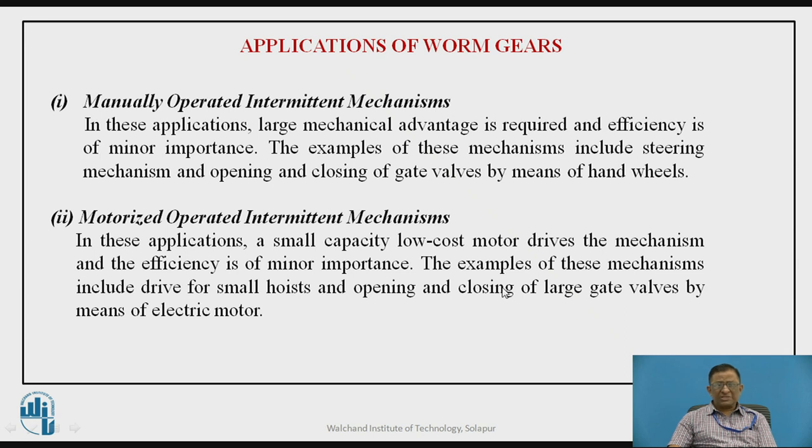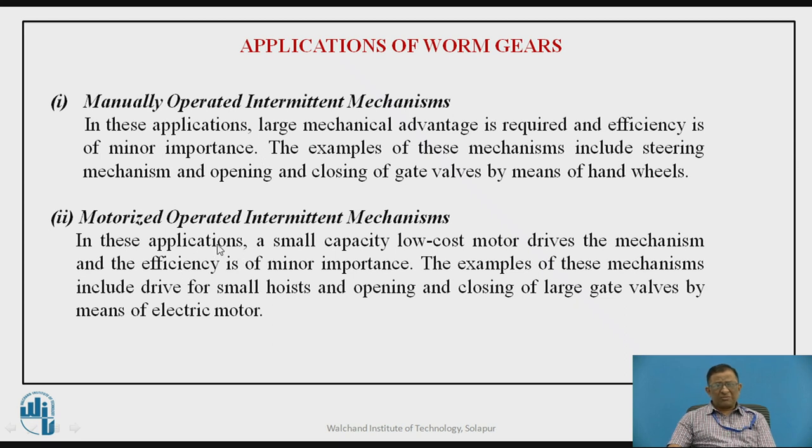Now, as far as the application is concerned, there are four major areas of application for worm gear drives. First, manually operated intermittent mechanisms. These are best useful for intermittent mechanisms, particularly when large mechanical advantage or large torque is required to be applied, but efficiency is not important. As we know, the drawback is that its efficiency is very less. So if efficiency is not a prime requirement, but large torque or mechanical advantage is required intermittently, just as an example of a steering mechanism, we know that we apply very large torque by use of hand wheels intermittently to change the direction of the vehicle. So here we can use the worm gears.